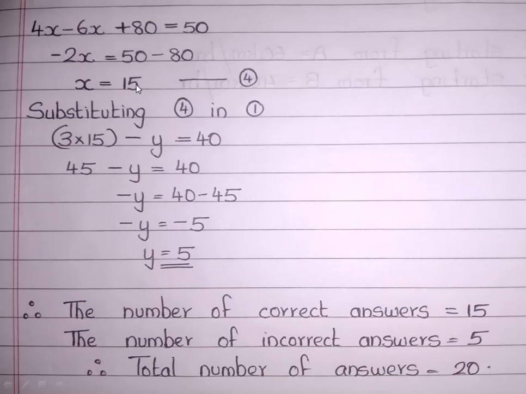Substituting x equal to 15 in the first equation, you will get y is equal to 5. Your question is not to find the number of correct answers and number of incorrect answers. Your question is to find the total number of answers. Here the number of correct answers is 15 and the number of incorrect answers is 5. So the total number of answers equal to 20.